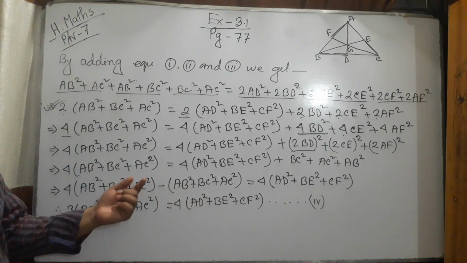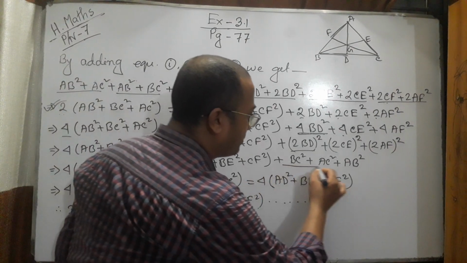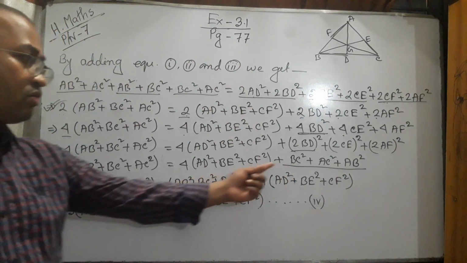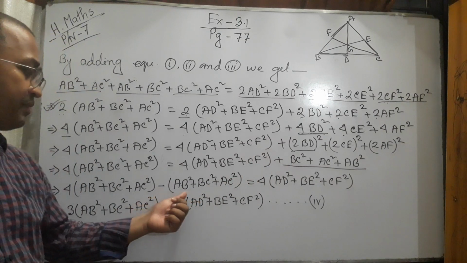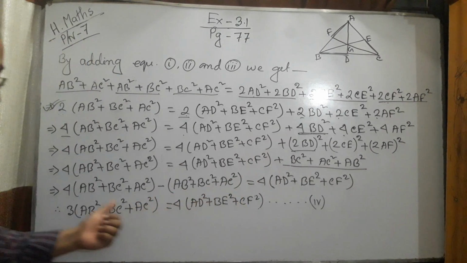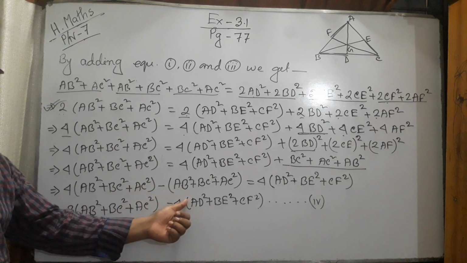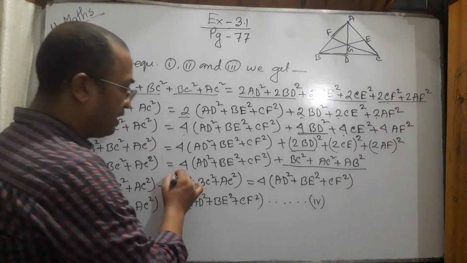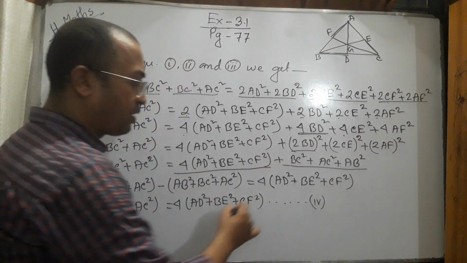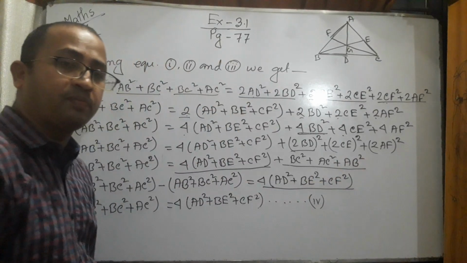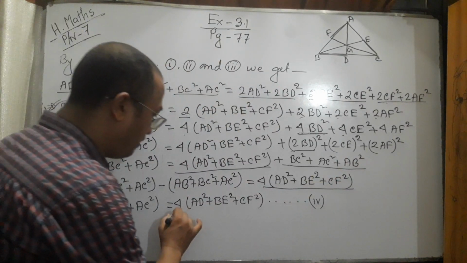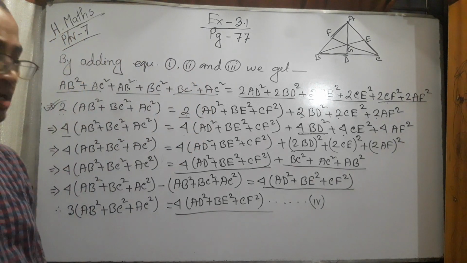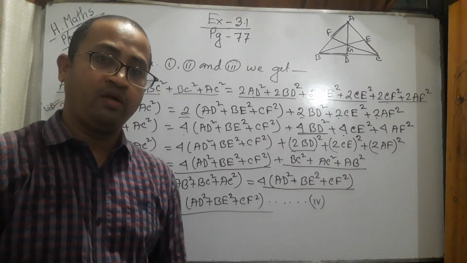Now look, this BC square, AC square and AB square, we can convert this into the left side. It will be minus AB square plus BC square plus AC square. Now these two are similar, we can subtract it. It will be 3AB square plus BC square plus AC square. And this 4AD square plus BE square plus CF square remains unchanged. Now this is equation number 4.